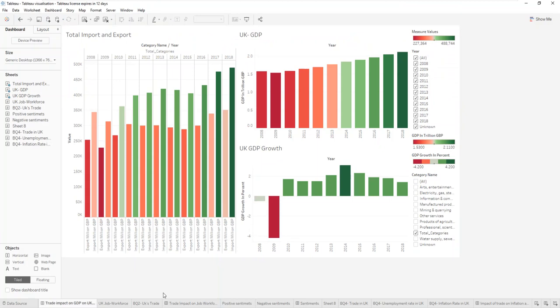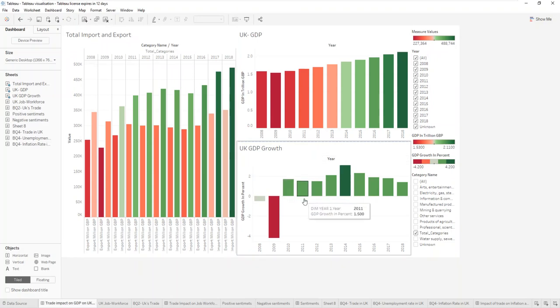Now let's have a look at our business queries. We'll be using Tableau visualization for the same. In the first business query, we will analyze the impact of trade on the UK economy. We will use economic measures like GDP and GDP growth to measure the same. We can see that the UK GDP is directly proportionate to the UK trade. With the increase or decrease of trade, the GDP changes accordingly.